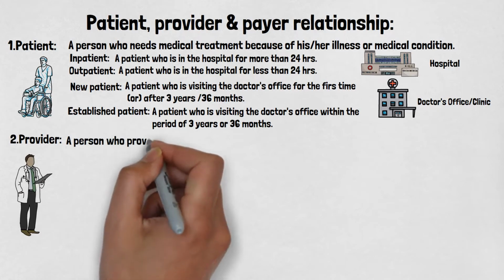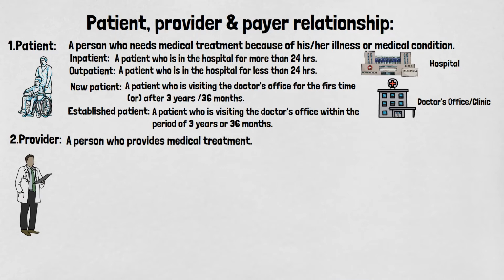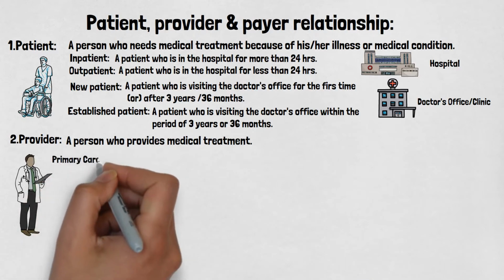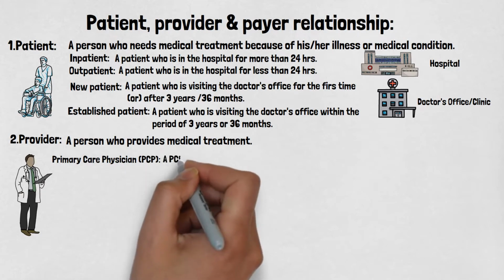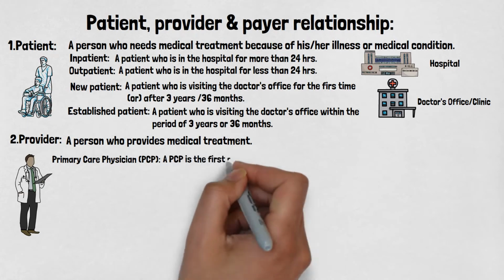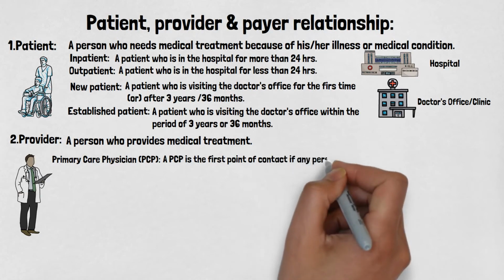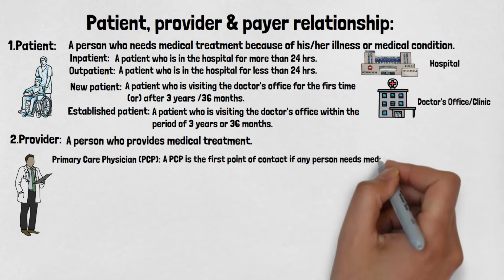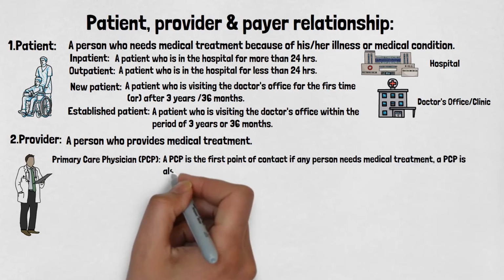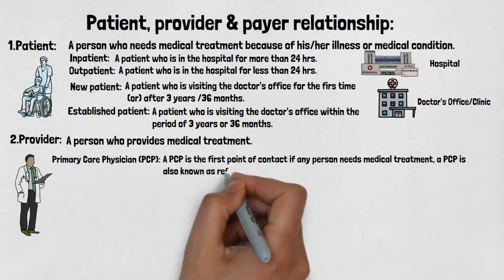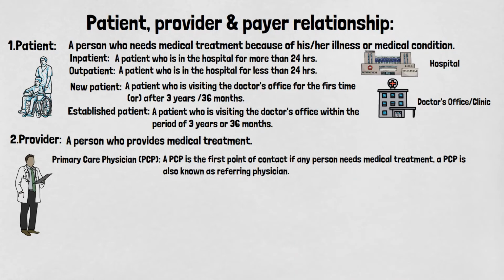The PCP is going to do the initial evaluation of the patient's medical condition, and if further treatment is needed, he is going to refer the patient to a specialist, and hence he is also known as a referring physician. The next one is specialist. A physician who has more advanced medical training in a specific organ of the human body is known as a specialist. Example, a cardiologist who specializes in heart related diseases.